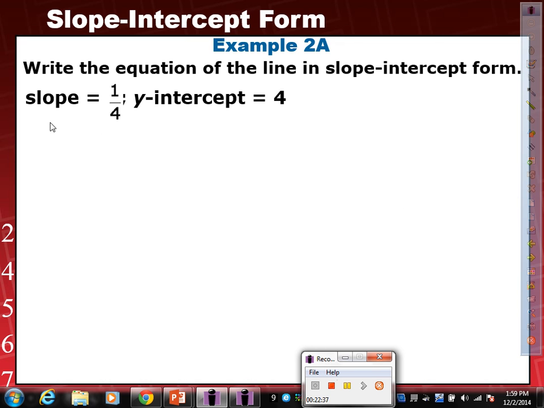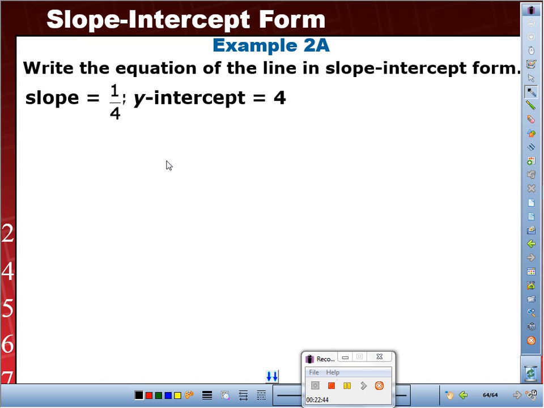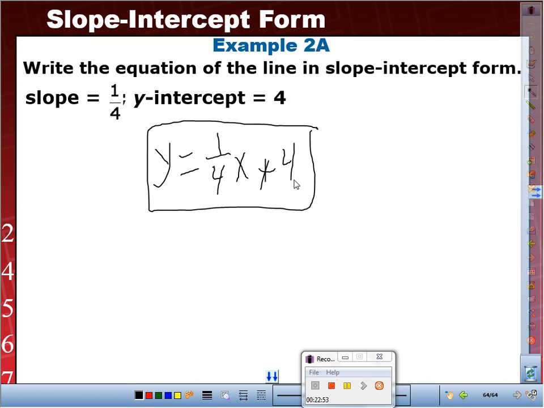So, like I said, you should know how to write your equation by now. So tell your neighbor the equation, please. Y equals 1/4 x plus 4. That is correct. But this is where I'm going. Look at this next example.